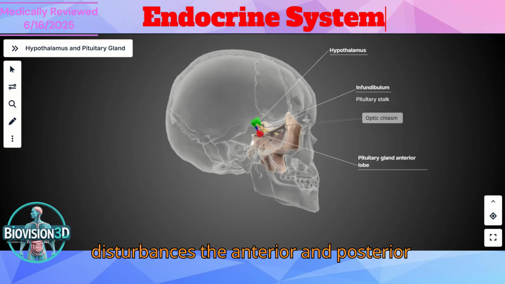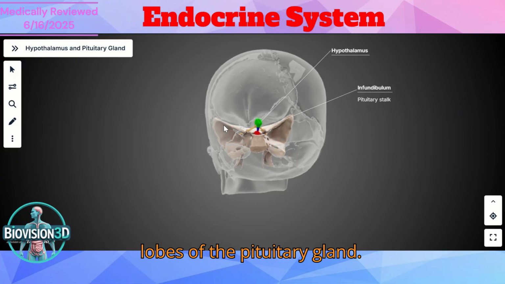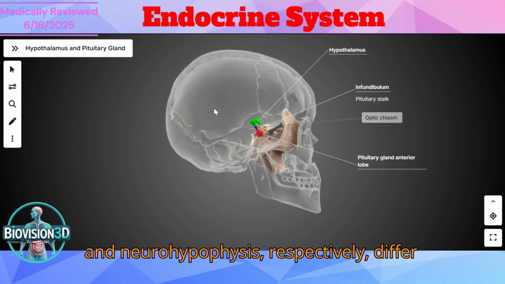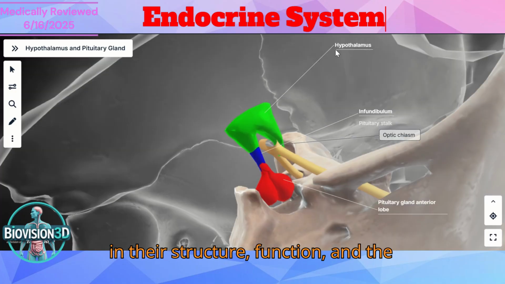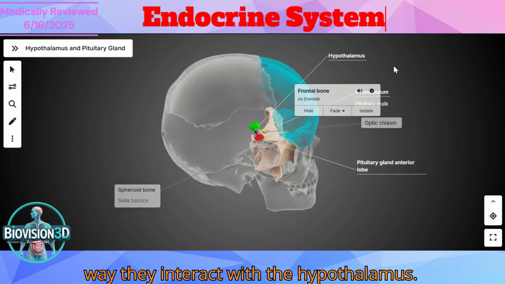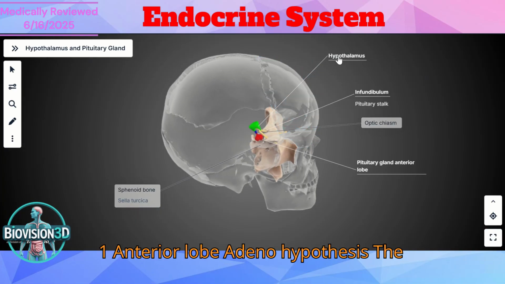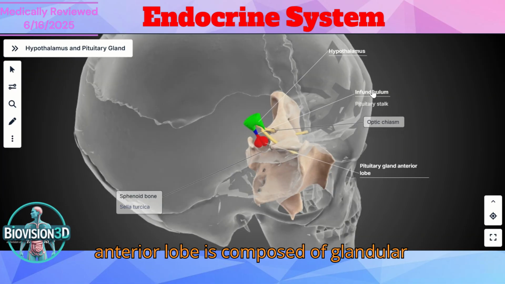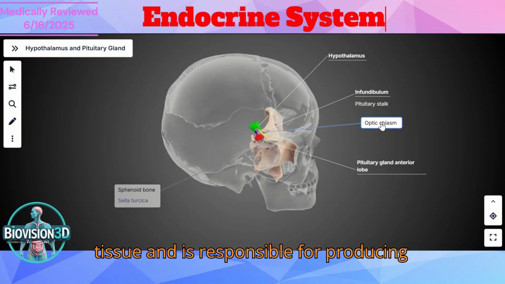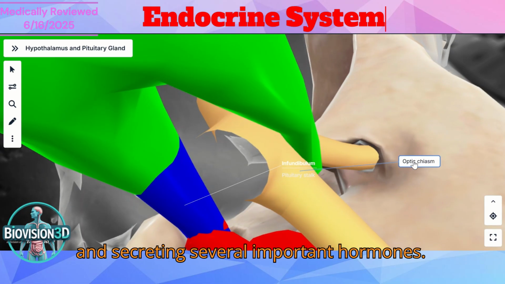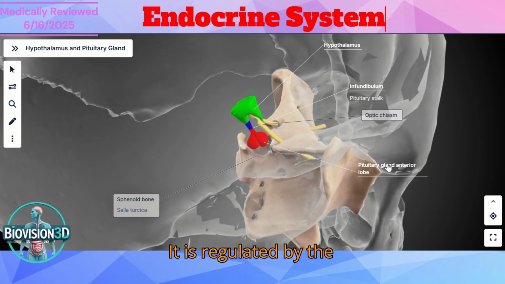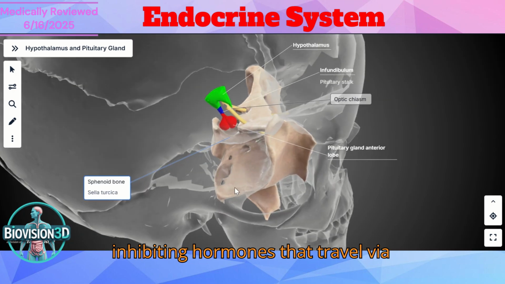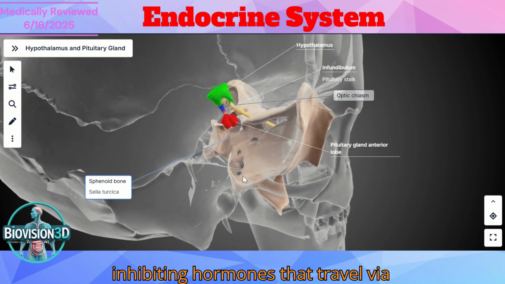The anterior and posterior lobes of the pituitary gland, also known as the adenohypophysis and neurohypophysis respectively, differ in their structure, function, and the way they interact with the hypothalamus. 1. Anterior lobe, adenohypophysis. The anterior lobe is composed of glandular tissue and is responsible for producing and secreting several important hormones. It is regulated by the hypothalamus through releasing and inhibiting hormones that travel via the hypothalamo-hypophyseal portal system.